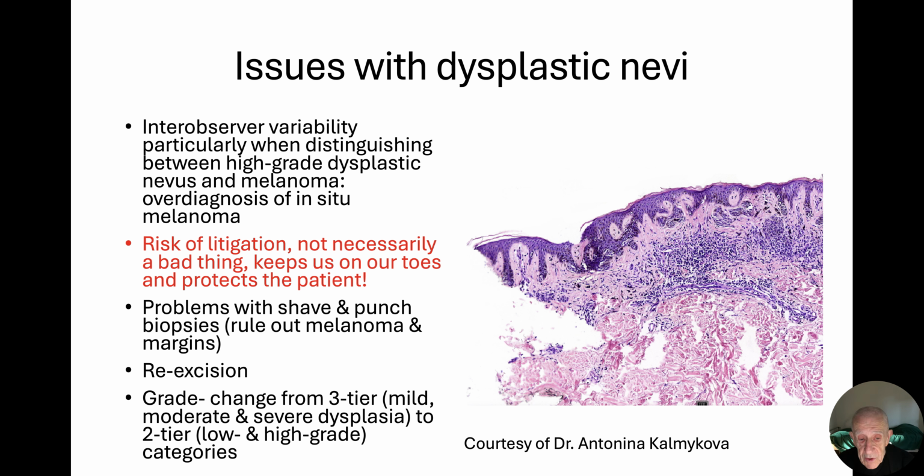And then lastly, the change from the 3-tier system of mild, moderate, severe dysplasia to a 2-tier low and high grade system. I think that's one just has to live with it. The WHO have recommended it, and I think it's important that we all follow their recommendations, largely because it's always helpful if we're all talking about the same thing. Then we can make comparisons between a series published by Dr. A and a series published by Dr. B. If we're using the same criteria, then we can make comparisons.